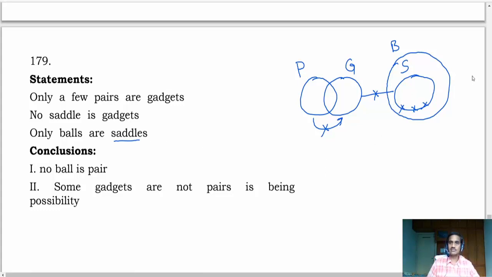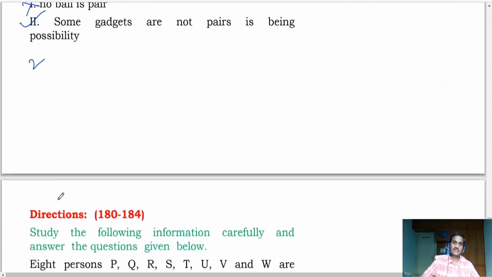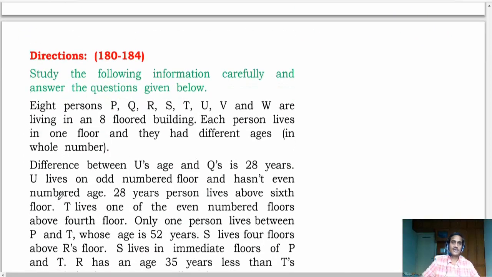For that to be false, we can write some balls are pairs. Hence this becomes false. Then next one, if it is false, then some gadgets are not pairs. Now these are the gadgets which are not pairs. Okay? Is it possible? Some gadgets are not pairs. Is it possible to get these are the gadgets which are not pairs? And what is your answer? Only 2. 179. Then 180. 180 to 184. Then this is about the ages.